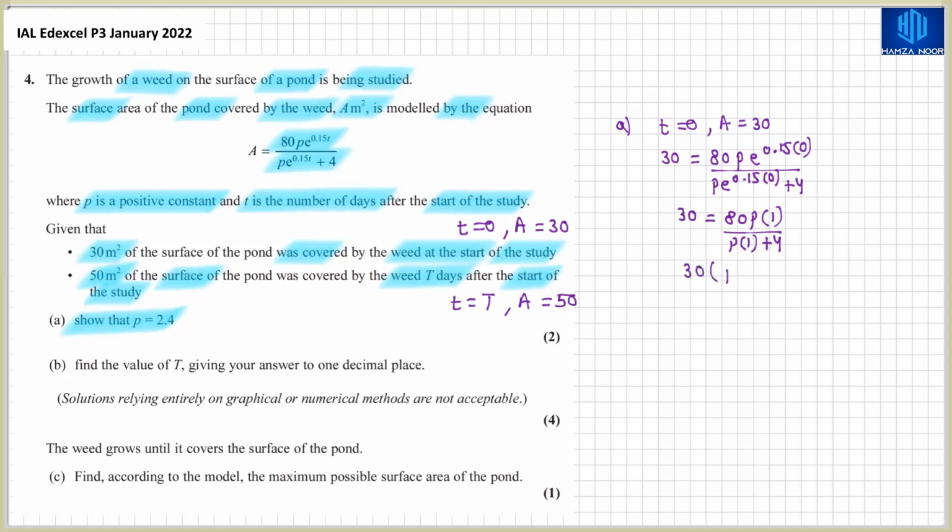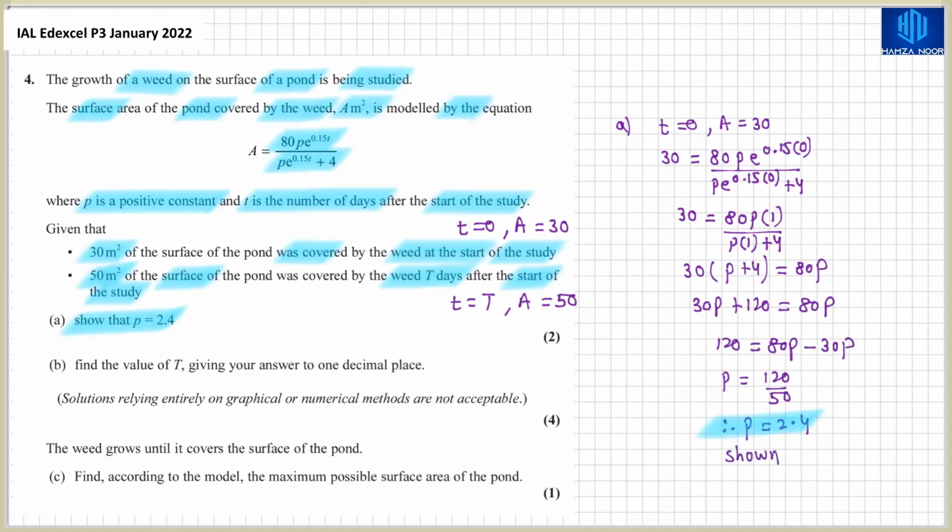So 30 multiplied by (p + 4) equals 80p. Therefore 30p + 120 = 80p. Therefore 120 = 80p - 30p, which is 50p. So p = 120 divided by 50, therefore p = 2.4. So we have shown the value of p as required. This was part A. Alright, now let's move on to part B.